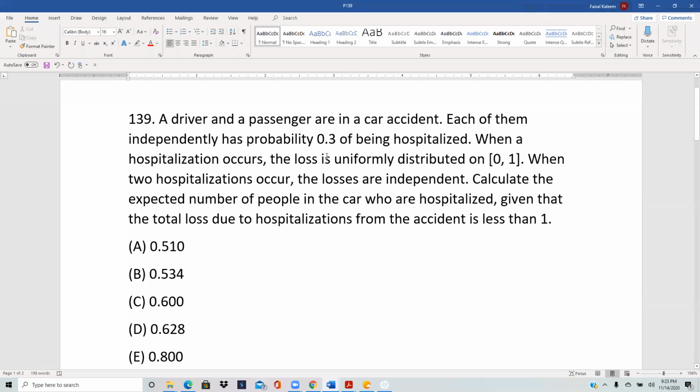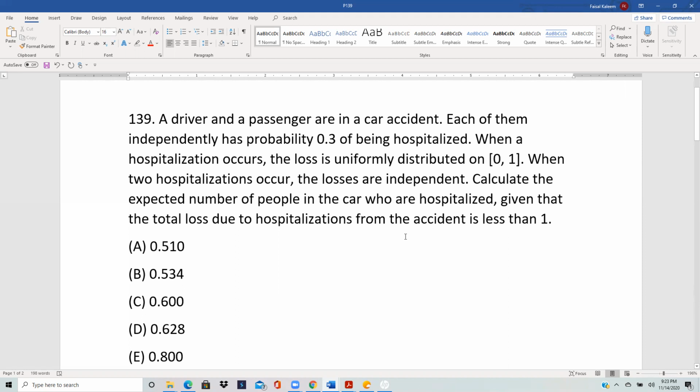A driver and passenger are in a car accident. Each of them independently has probability 0.3 of being hospitalized. When hospitalization occurs, the loss is uniform on 0, 1. When two hospitalizations occur, the losses are independent. Calculate the expected number of people in the car who are hospitalized, given that the total loss due to hospitalization from the accident is less than 1.